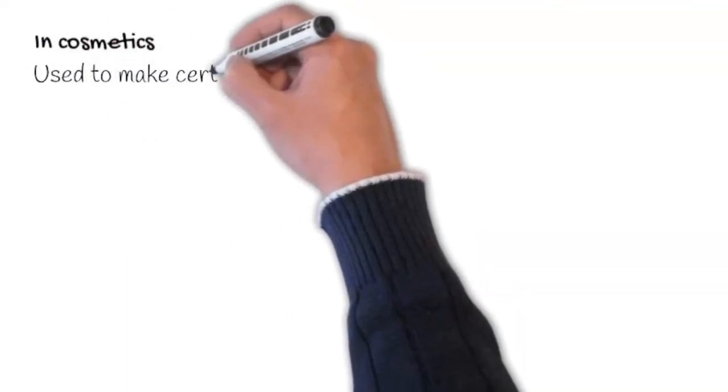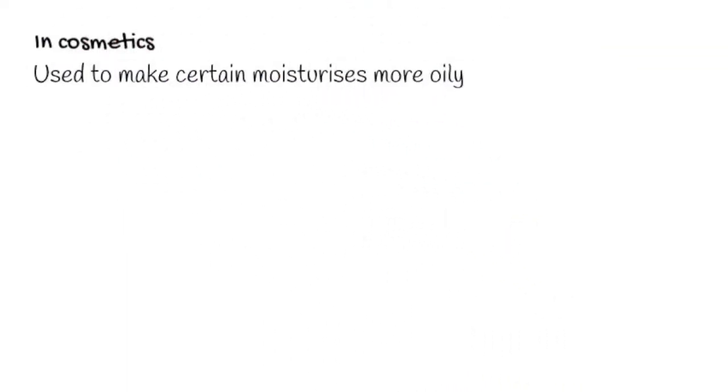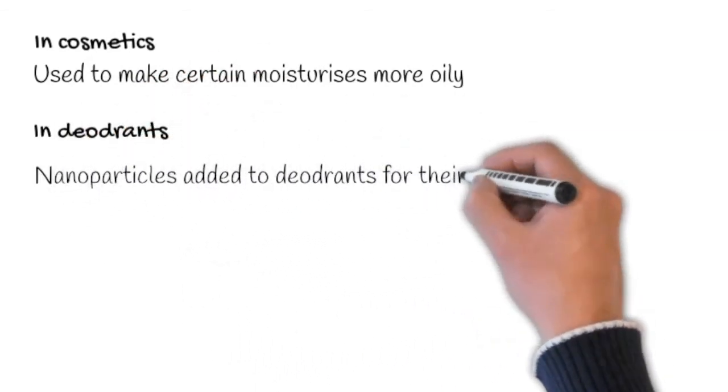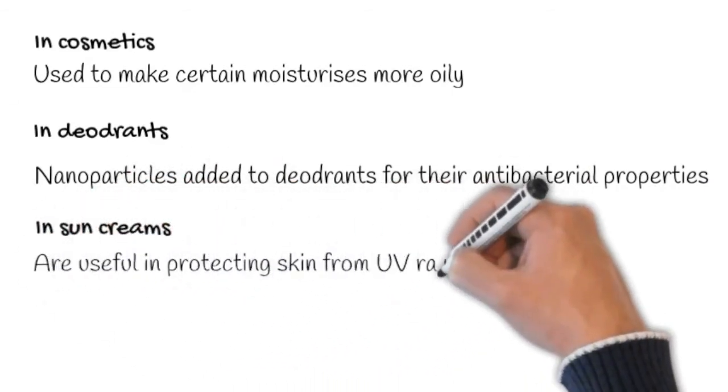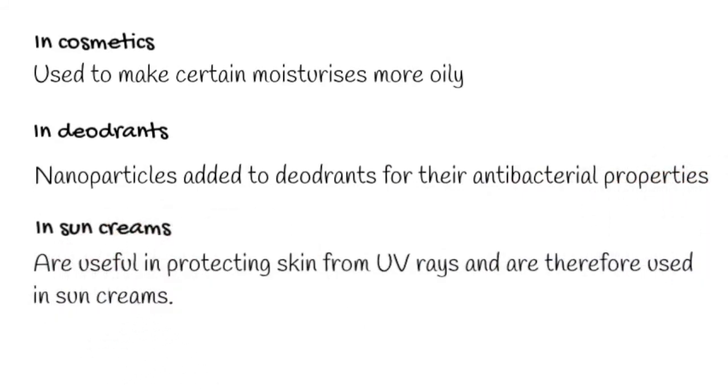In cosmetics, they're used to make certain moisturizers more oily. In deodorants, nanoparticles are added for their antibacterial properties. And in sun cream, they are useful in protecting skin from UV rays, and are therefore used in sun cream.